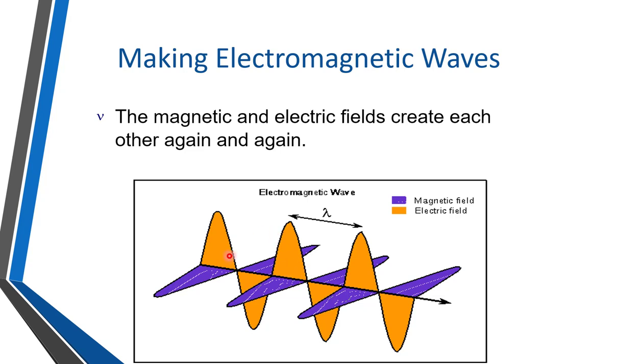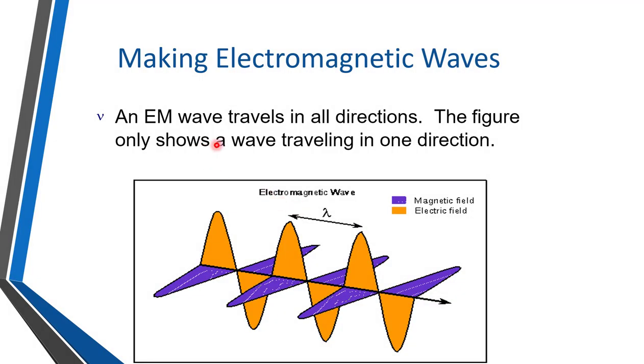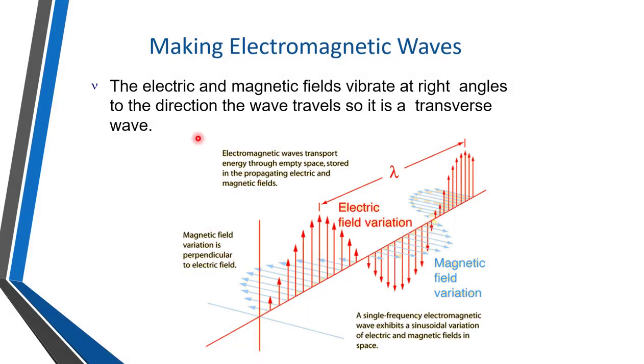Okay, so when both the fields are present in a particular wave, that wave is known as an electromagnetic wave. So an electromagnetic wave travels in all directions. The figure shows the wave traveling in a certain direction, right? But the electric and magnetic fields vibrate at right angles to the direction in which the wave is traveling. So it is a transverse wave, right?